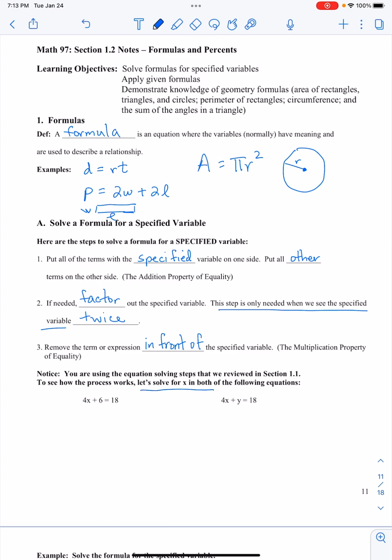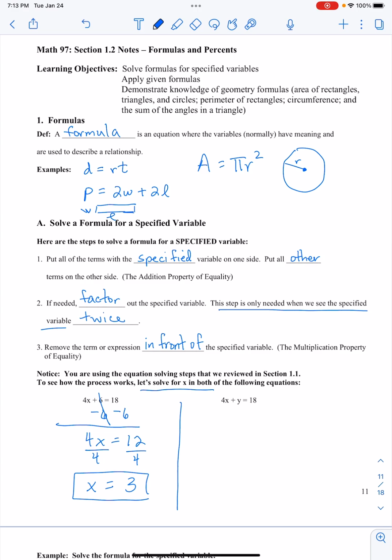The first is a normal equation. We would first want to isolate 4x by subtracting 6. Now 6 can be subtracted from 18, so we can write 4x is equal to 12. Then to get x by itself, we would divide by 4. And 12 divided by 4 would end up being x equals 3.